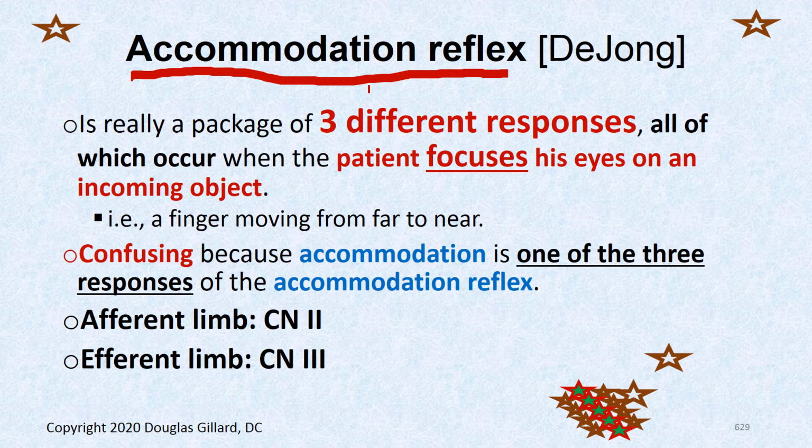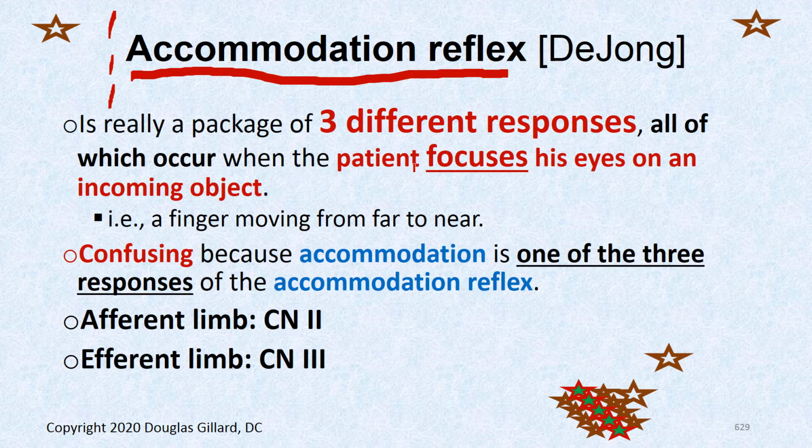So here's the deal. Accommodation reflex is three things. Right? There's three parts to the accommodation reflex. It's not just one. It's not just take your finger from afar and bring it to the patient's nose and watch their eyeballs cross. There's much more to it than that. That's only one of the parts. So let's look at that.